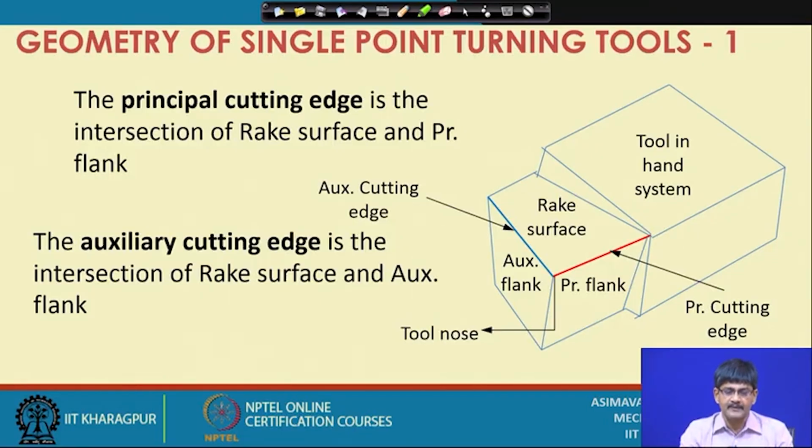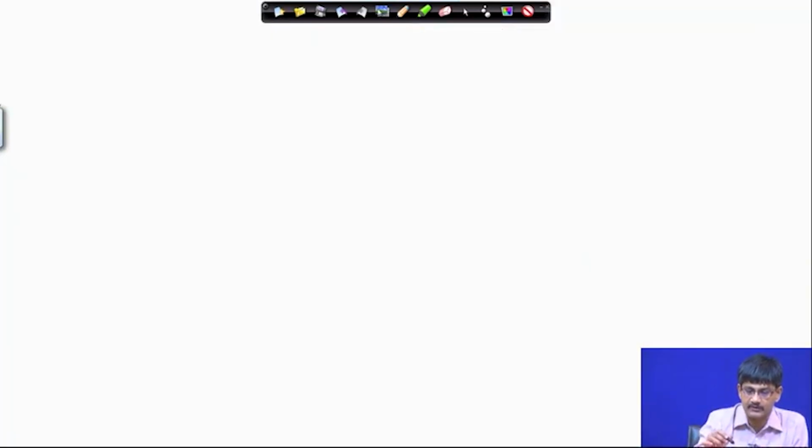So, in the single point turning tool there are two cutting edges. One is the principal cutting edge and another one is the auxiliary cutting edge. And when all these three planes meet, they define a point which is called the tool nose. Okay. This one is the tool nose. So, if we draw the tool with relation to the job, it would look somewhat like this.